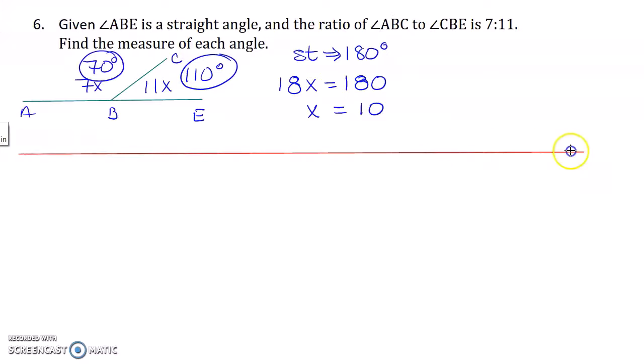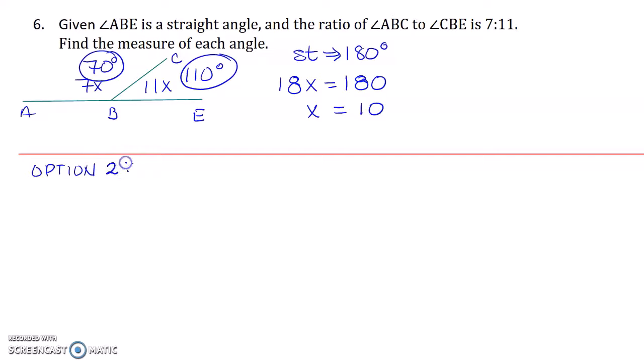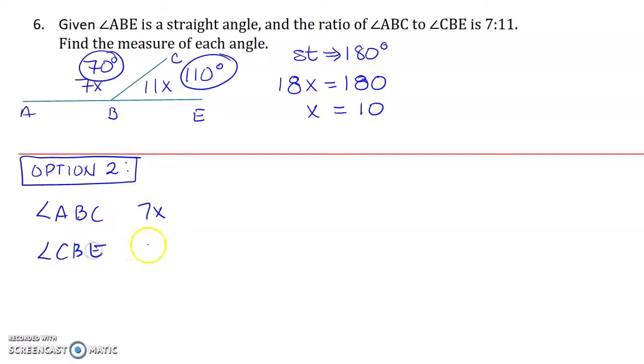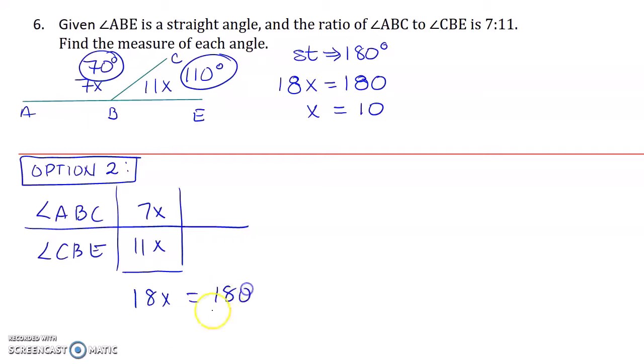So now I'm going to redo the problem a slightly different way. Angle ABC is 7x, and angle CBE is 11x. And I'm setting it up and defining my variable in a table here. So then when we add these together, 18x equals 180, x equals 10, that would be 70, 110, and I can double check that that really does equal 180.